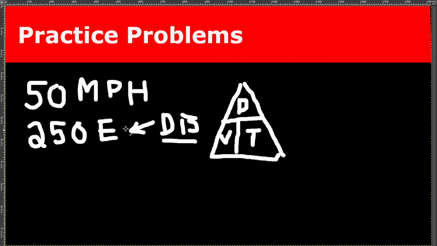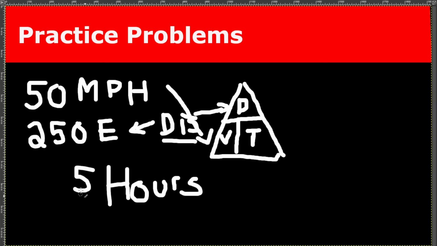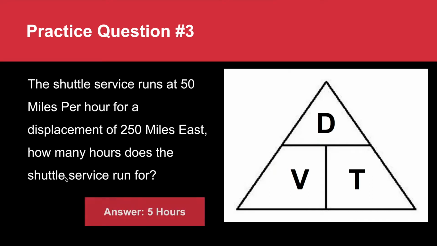If we have 50 miles per hour, we're just going to take our velocity and plug it in here, and our displacement goes on the top. So we're just going to take 250 divided by 50, which is 5 hours. So our answer is 5 hours. Let's see what our problem says. All right, our answer is officially correct.